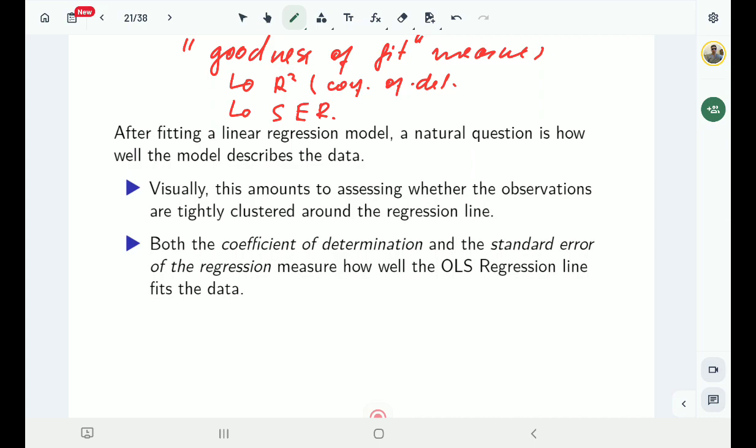So we have two goodness of fit measures, and they evaluate how well the linear model fits the data. The model in general, because you may have a nonlinear model also. Therefore, goodness of fit measures measure how well the model in question fits the data at hand. Okay, cool.